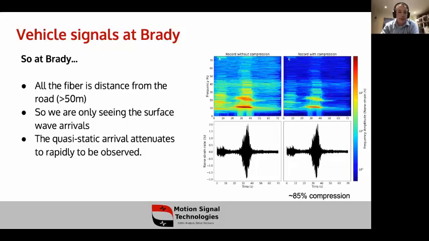So there's an order of magnitude difference in the distance of these sensors to the road compared to what we're usually seeing. So that quasi-static response, which remember attenuates much more quickly because it's a 1 over r term instead of a 1 over square root r term, is just reduced out too much by the distance. And so what's left after that is the surface wave response that we're seeing at Brady, or at least that's the current belief on these things.